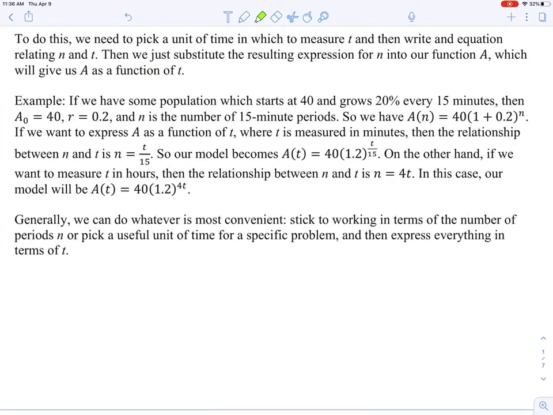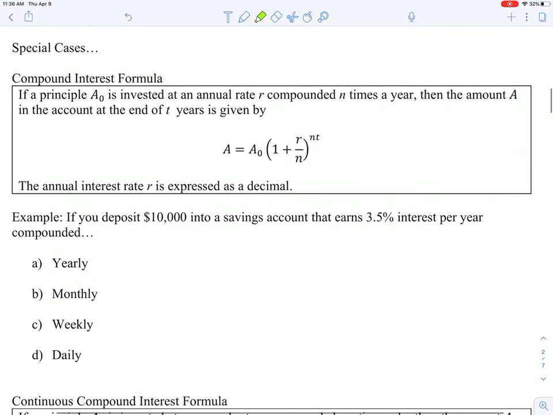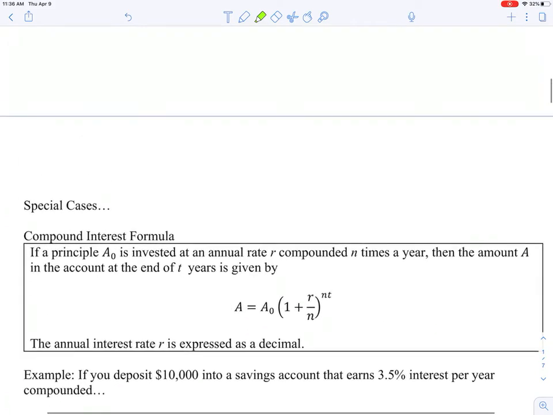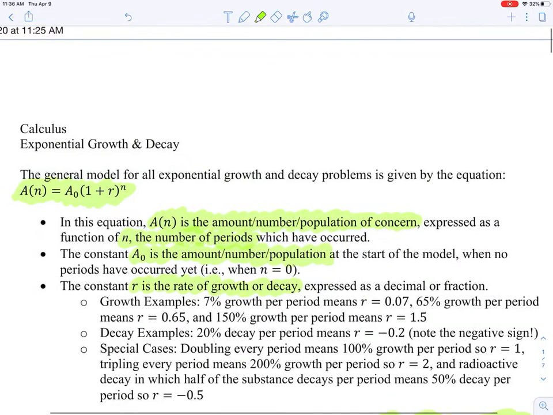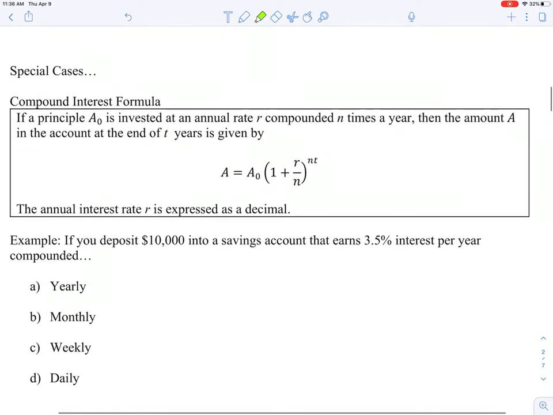So generally we can do whatever is most convenient. Either stick to working in terms of the number of periods N, or pick a useful unit of time for that specific problem and then express everything in terms of T. Now there are 2 formulas that are special cases, but they're still based off of this general model.